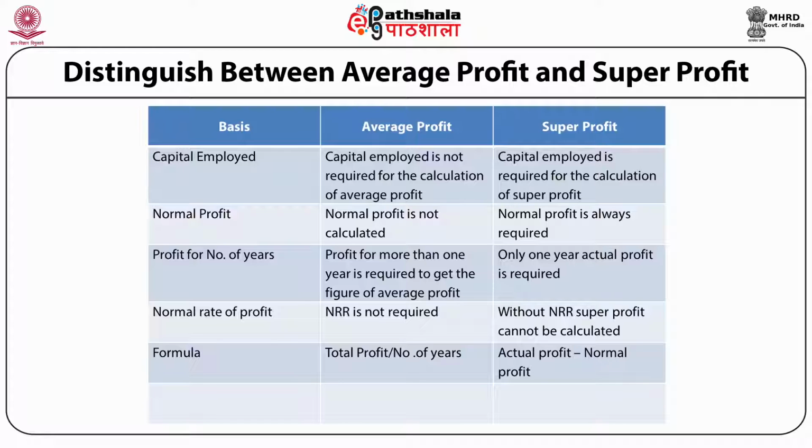What is the formula of average profit? Total profit divided by number of years, whereas super profit is calculated with the formula actual profit minus normal profit. So it shows that while calculating super profit, we need capital employed, normal profit, normal rate of return, whereas all these three are not required for calculating average profit.